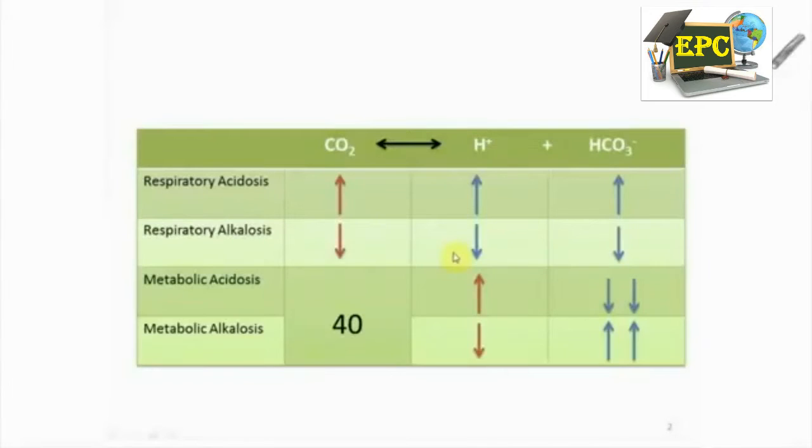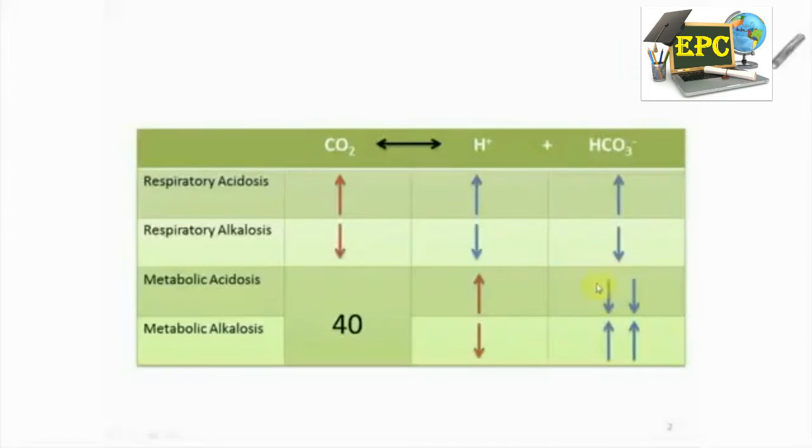Now, in metabolic acidosis, the cause could be either from hydrogen ions or the bicarb. So it could be either an increase in hydrogen ions, or a decrease in bicarb. Now let's say we have an increase in hydrogen ions. The equation now is going to move to the left, which will decrease the bicarb.